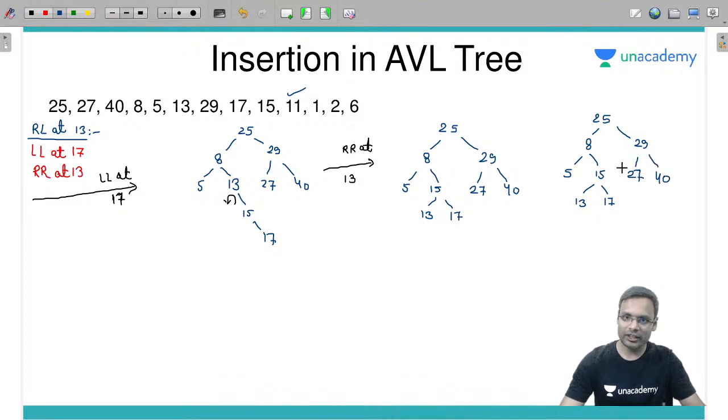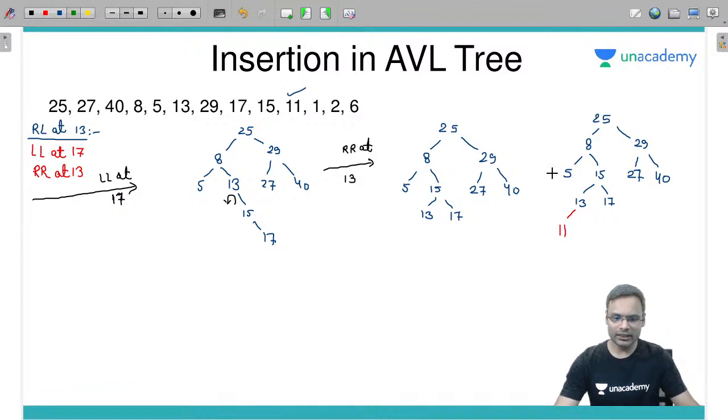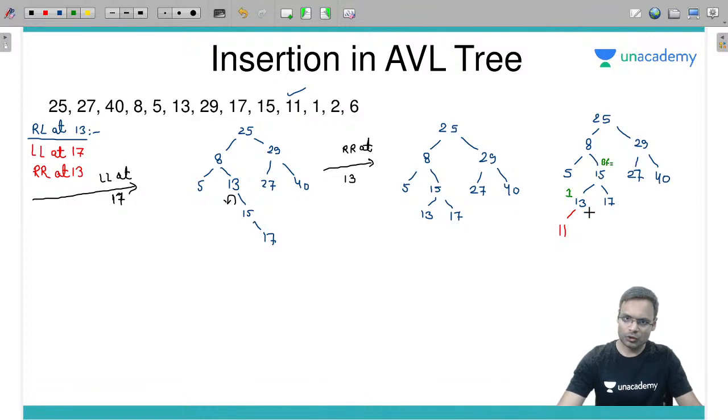In this particular tree, where should I insert 11? Lesser, greater, lesser and lesser. So 11 should be inserted in the left of 13. If I have inserted it in the left of 13, what is the balance factor at 13? 1 minus 0, 1. Balance factor at 13 is 1. What is the balance factor at 15? 2 minus 1, 1. No problem at all.